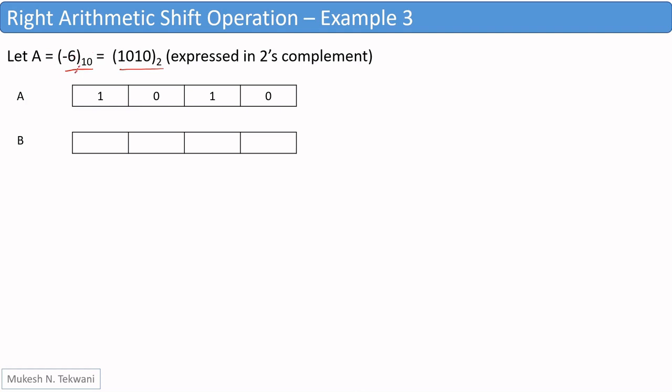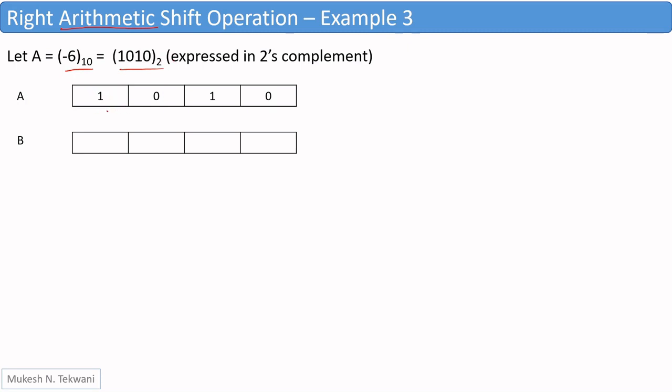Now observe the important change that comes in this example. We are now carrying out a right shift operation, but this is called a right arithmetic shift. Now what is different in this? Let us understand. We'll shift one bit to the right, and the way it will start is this.